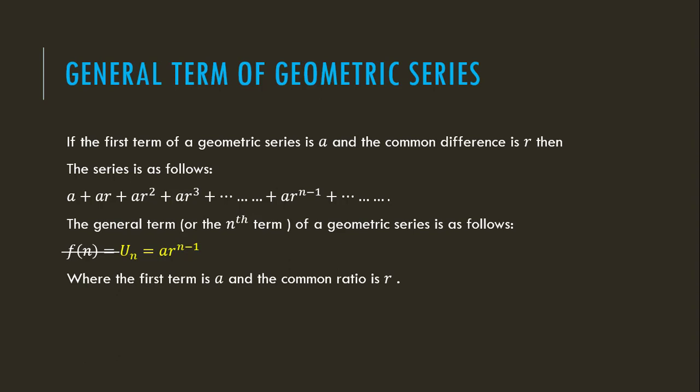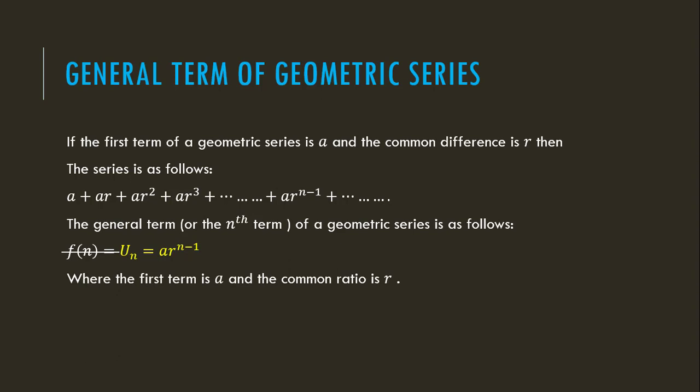At the second term, term number is 2, but number of R is 1. At the third term, term number is 3 and number of R is 2. At the fourth term, the term number is 4 and number of R is 3. Therefore, at the nth term, term number will be n and number of R will be 1 less than n, that is AR to the power n minus 1.